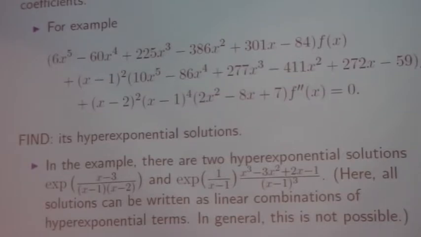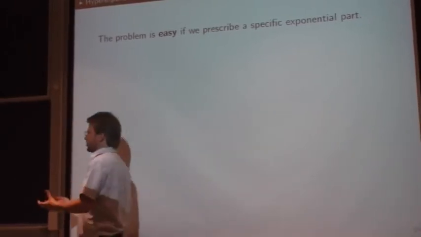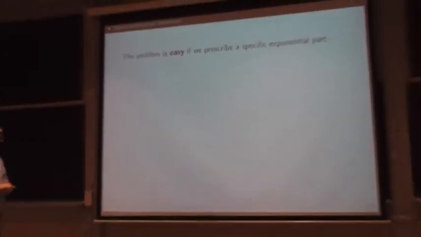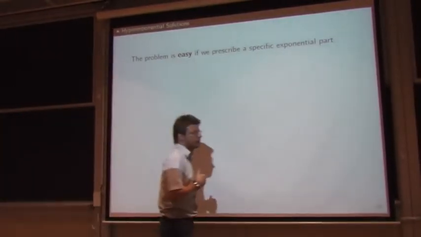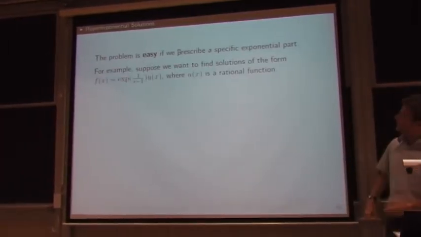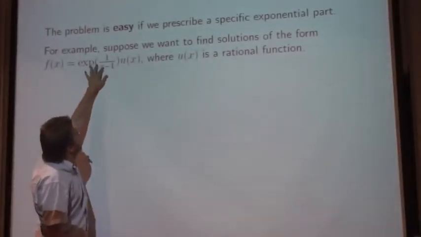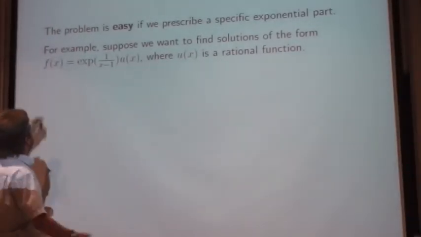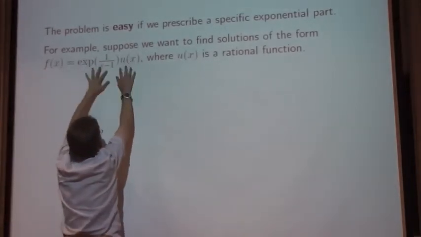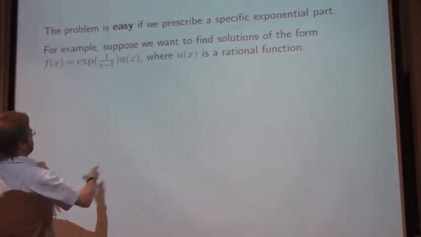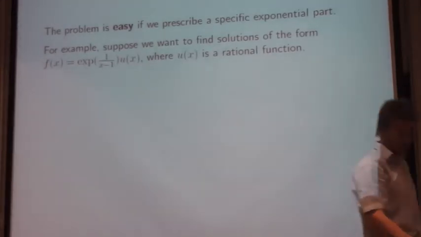So the question is how can we find them? The idea is similar to before: we reduce it to something that we already know. In this case, we reduce it to rational function solving, and we can do so if somebody tells us what the exponential part is. So if we are looking for a solution that has this exponential part and then some rational function, then we know very well what the derivatives of f look like, because we can differentiate this as many times as we want and get expressions that depend on very explicit stuff and the derivatives of u, which is an unknown rational function at this point.